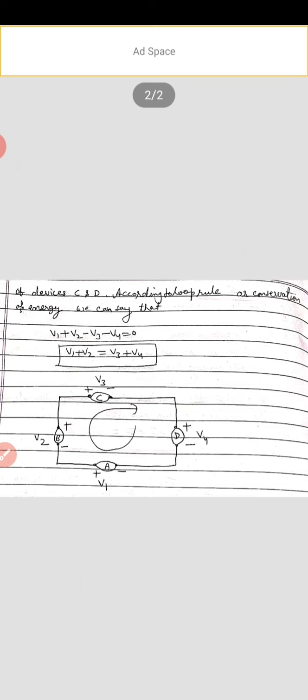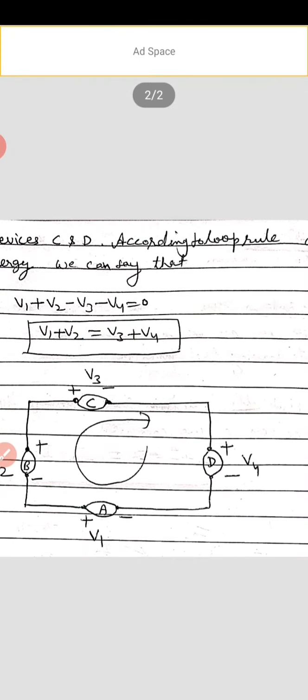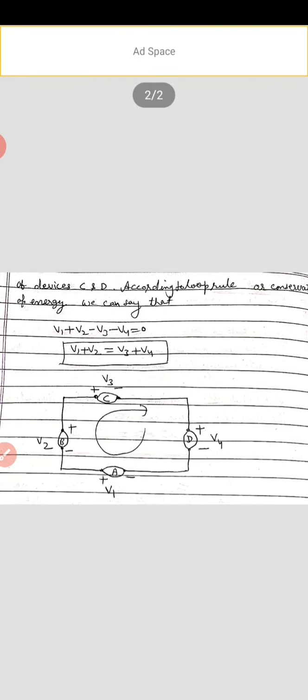According to the loop rule, or conservation of energy, the equation we get is V1 plus V2 minus V3 minus V4 is equal to 0, and finally we get V1 plus V2 is equal to V3 plus V4. This is Kirchhoff's loop rule.